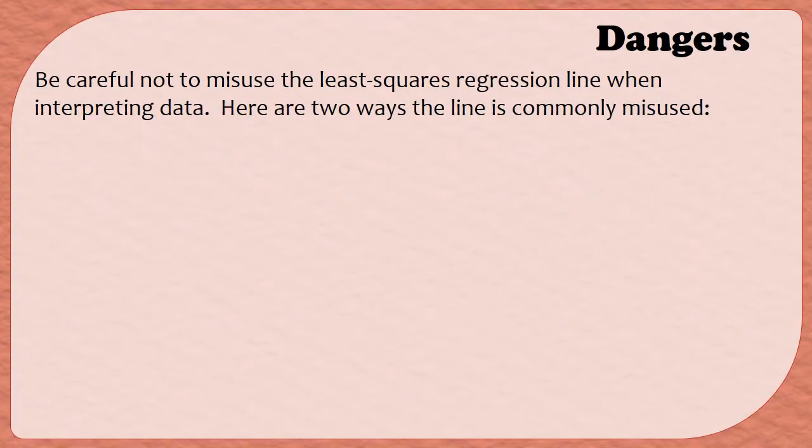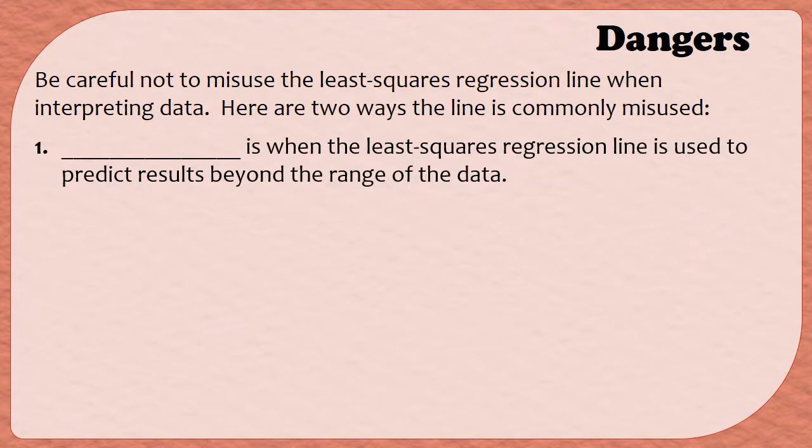So we want to be careful not to misuse the least squares regression line when we are interpreting data. So here are two ways that the line is commonly misused. The first one is called extrapolation. Extrapolation happens when the least squares regression line is used to predict results outside the range of the data.